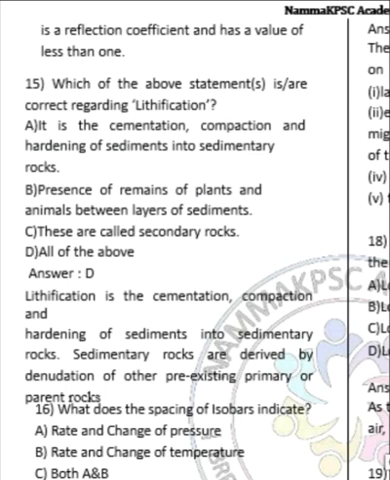Moving ahead to question number 15, it is asking which of the above statements is or are correct regarding lithification. Here all the statements given regarding lithification are correct. Option D, all of the above, is the correct answer. You can collect more information about lithification and you will study it when studying the types of rocks, as lithification is the process through which sedimentary rocks are formed.